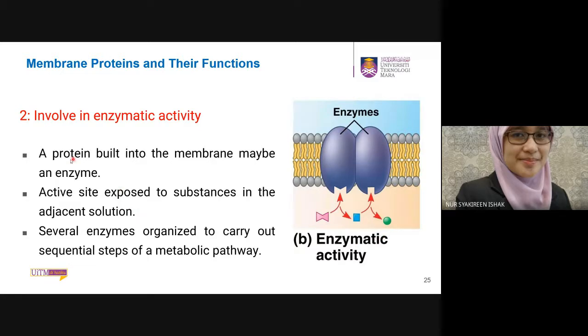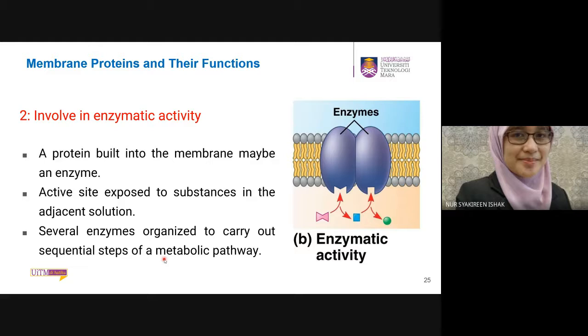So a protein built into the membrane may be an enzyme. It functions as an enzyme. It has an active site exposed to substances in the adjacent solution. Several enzymes may be organized to carry out sequential steps of a metabolic pathway. So a metabolic pathway may involve a series of reactions that involves several enzymes.